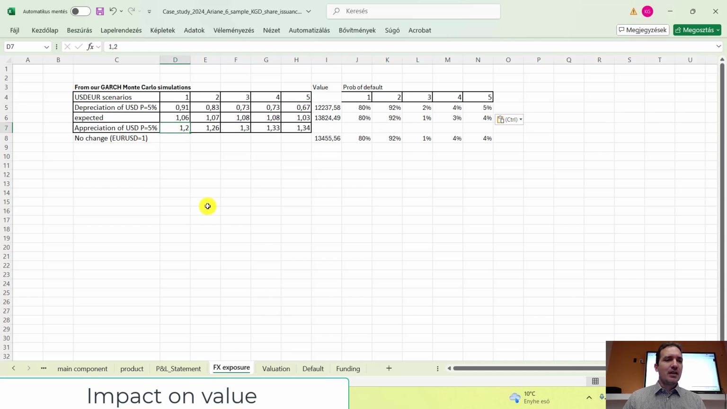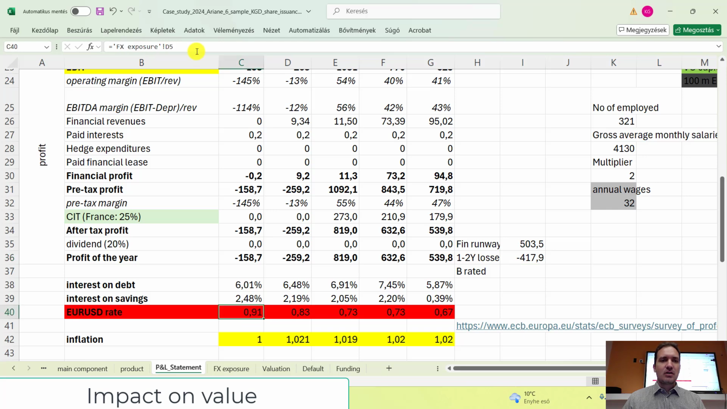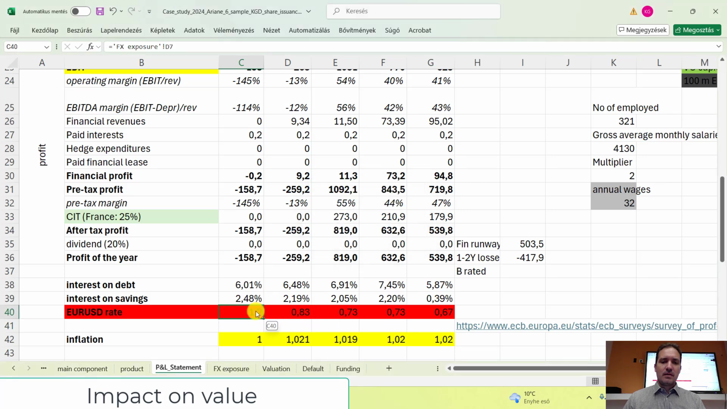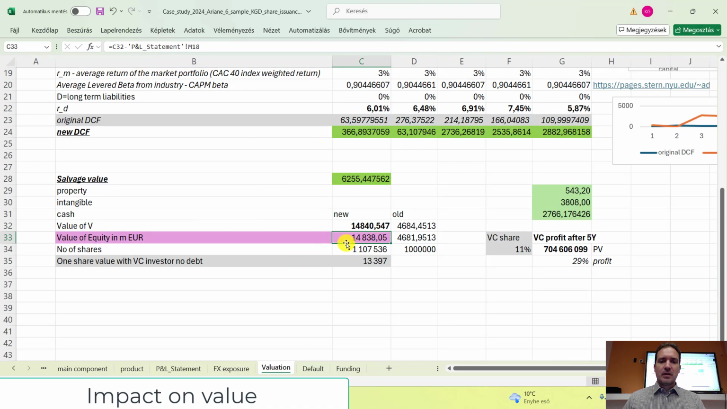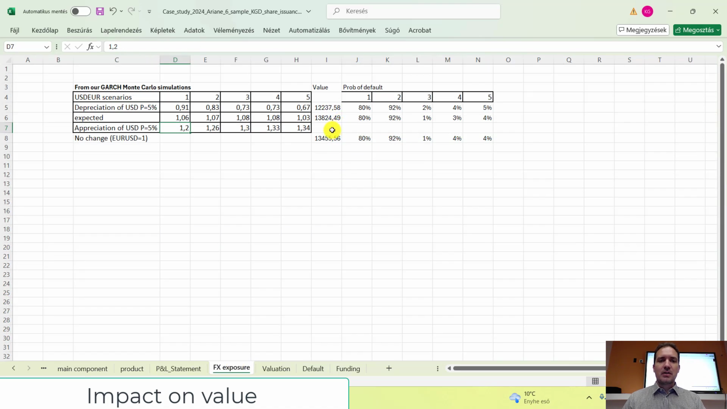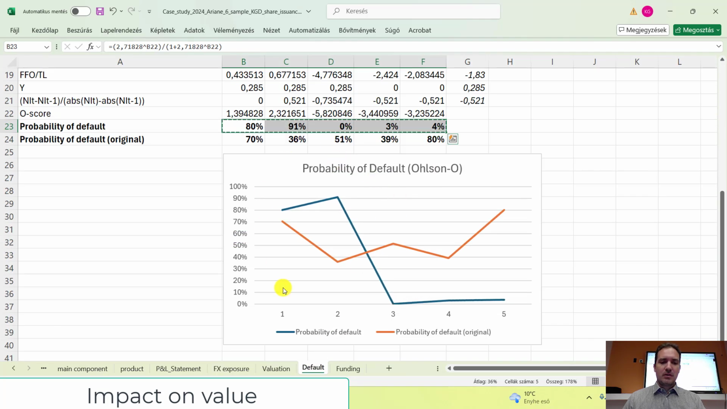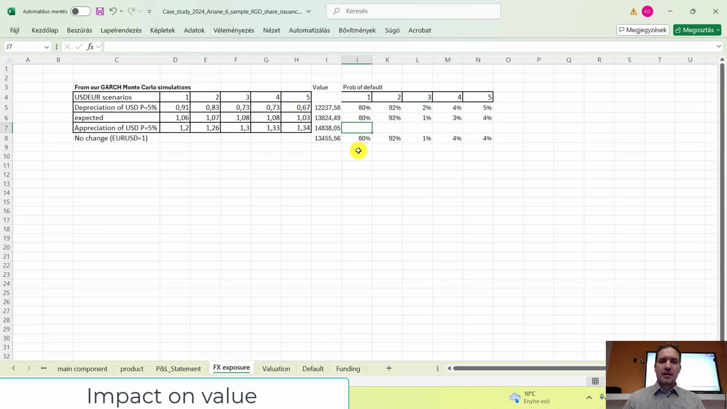Then we should also check the appreciation scenario. So this will be 7. So we are changing 5 to 7. It's overwritten. Then valuation. Obviously, valuation will increase because now the US dollar appreciated a lot. So what's the depreciation in terms of the euro? But again, it had not much impact.